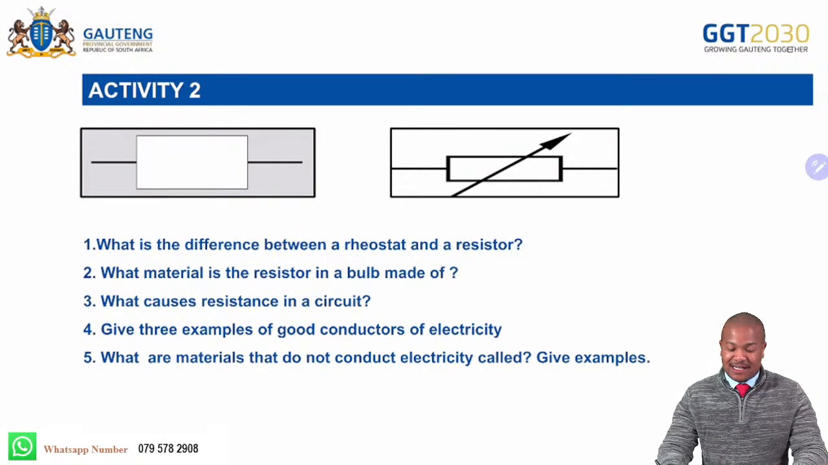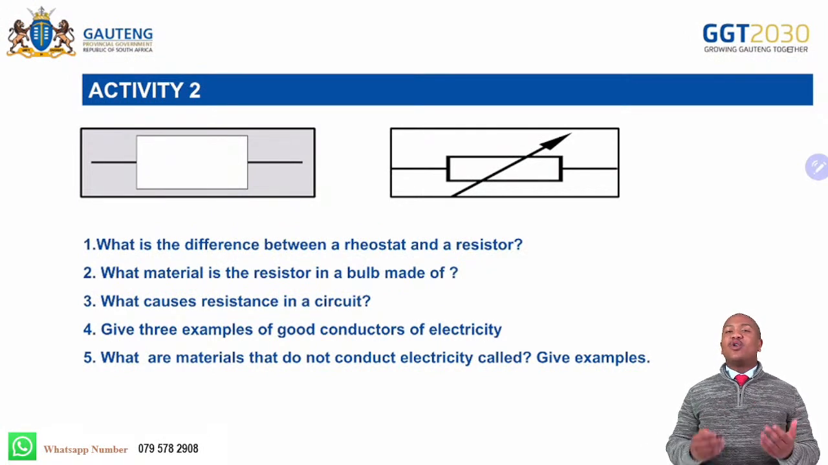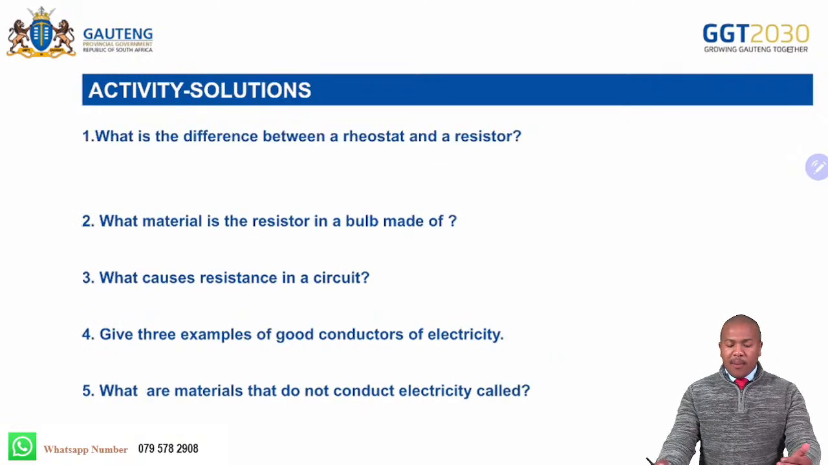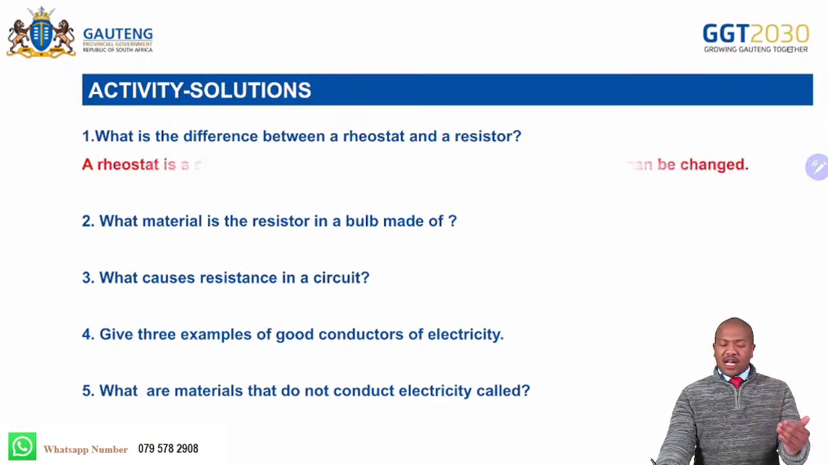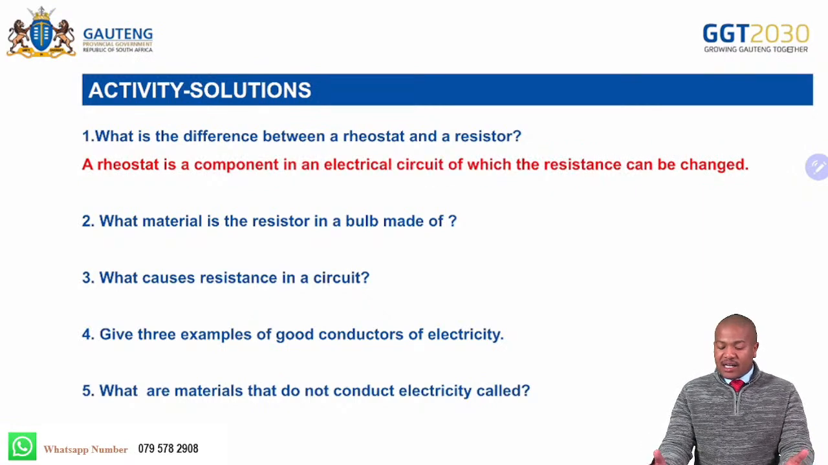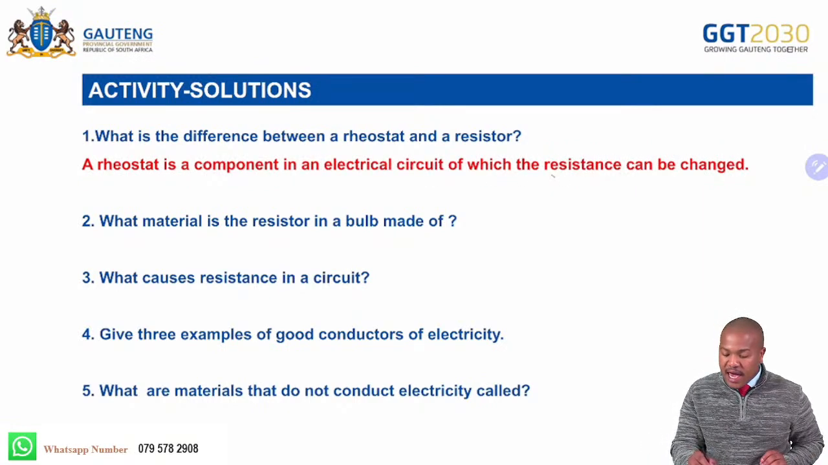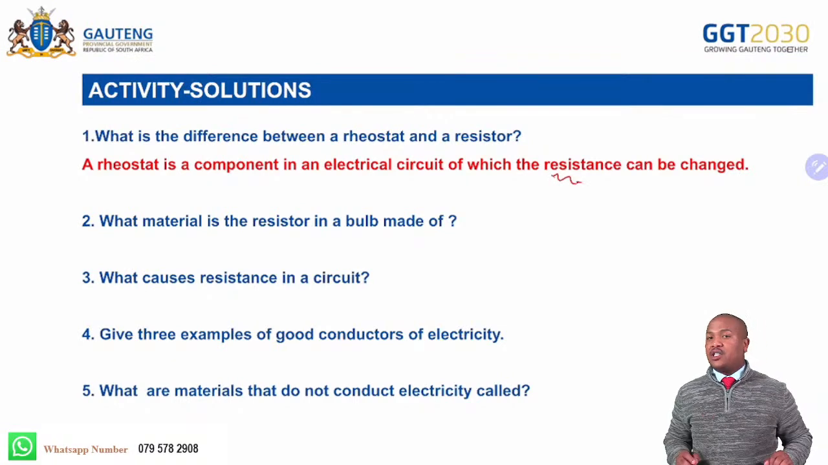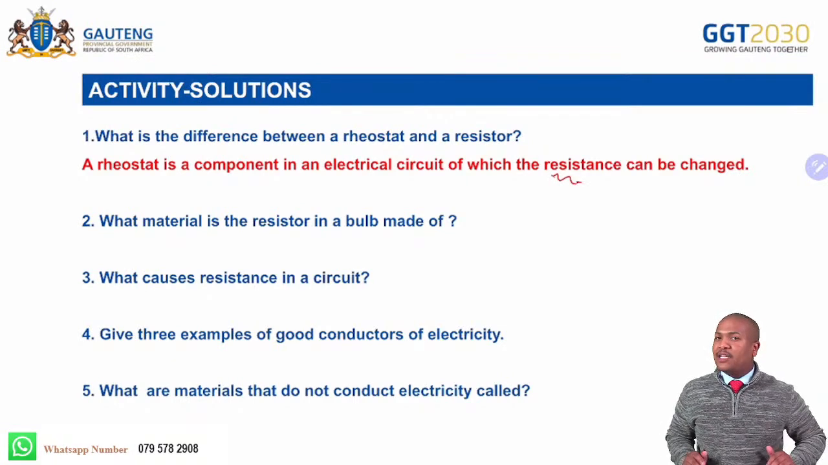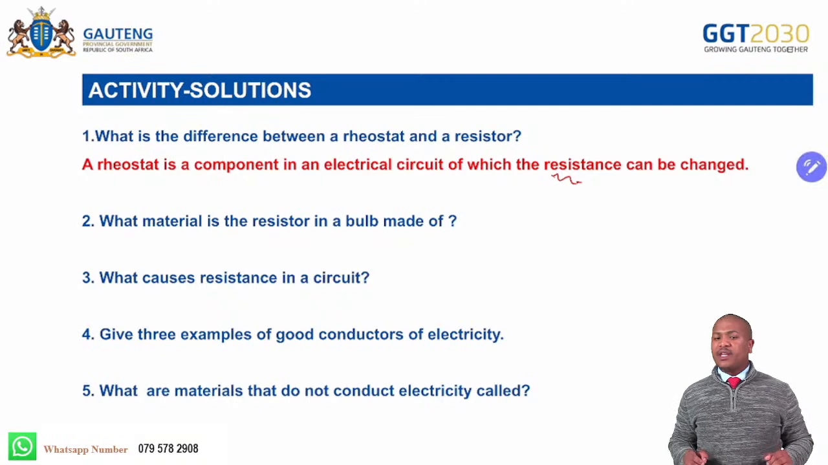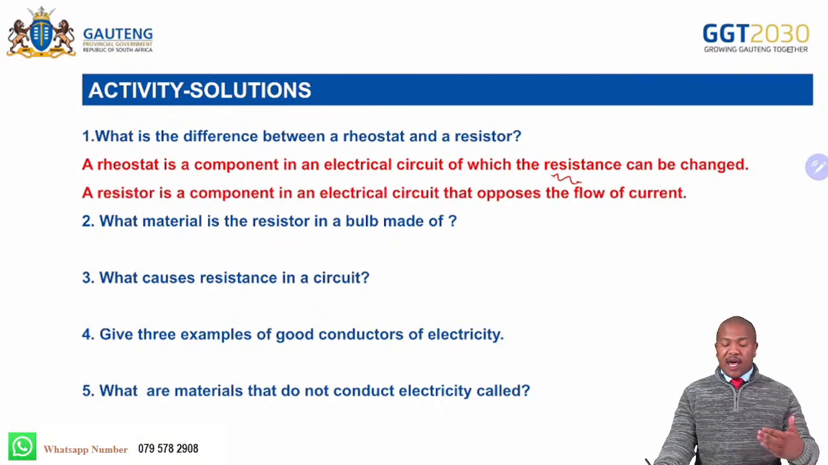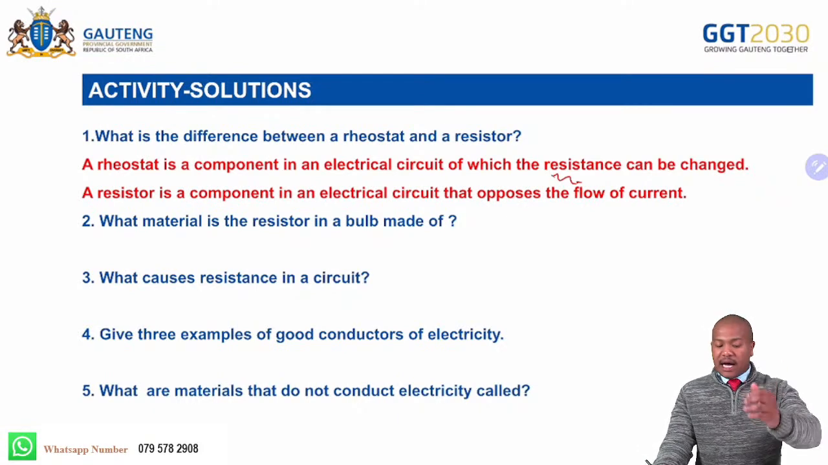Welcome back, grade 9 nerds. So now, let's move on to solutions, right? Number one was asking, what is the difference between a rheostat and a resistor? A rheostat is a component in an electric circuit which has a resistance that can be changed, right? So it is a form of a resistor, but the difference is that the resistance can be manually changed. And a resistor is simply a component in an electrical circuit that opposes the flow of current.